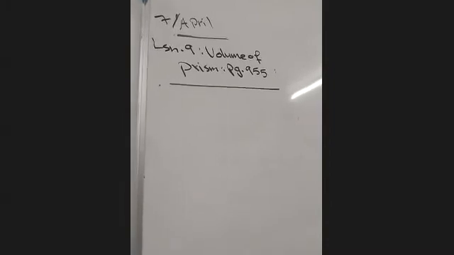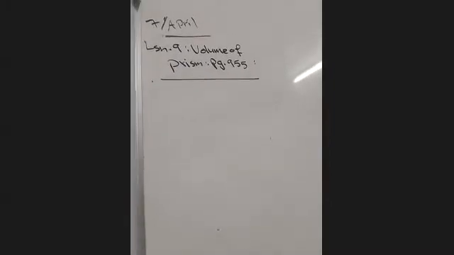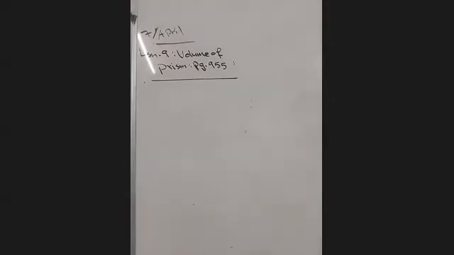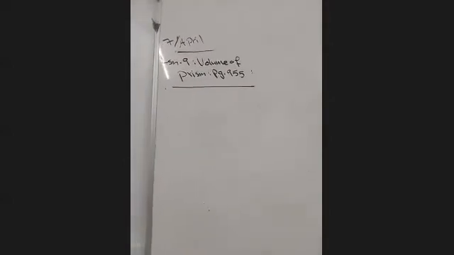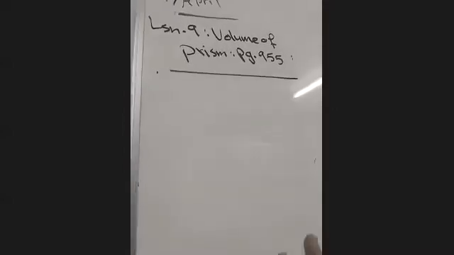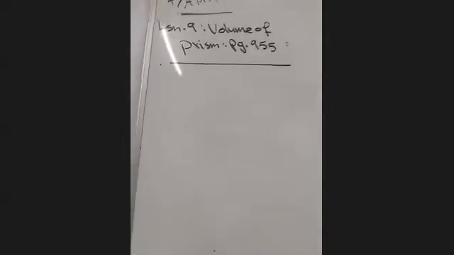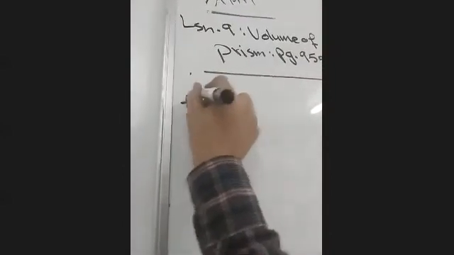Today, inshallah, we will take lesson 9, volume of prisms, page 955. In the previous lesson, guys, we took 3 prisms: rectangular prism, triangular prism, and the cube. Now, let's remember the rectangular prism exactly.